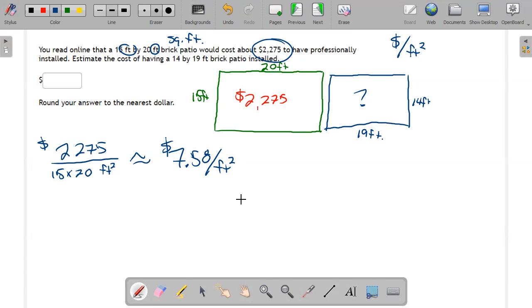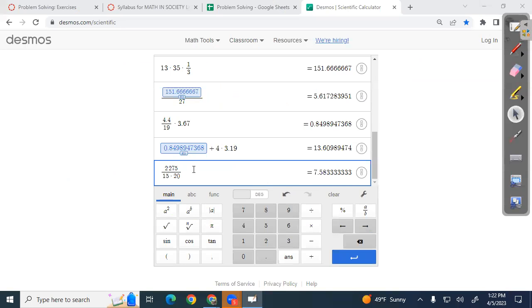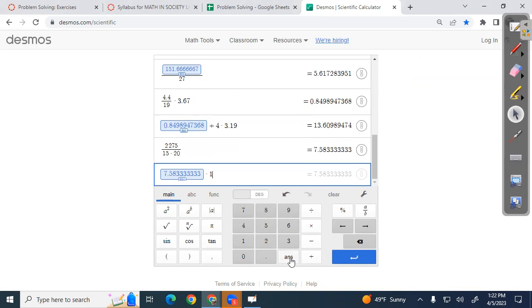Now, since I have the dollar per square foot unit price here, I can just multiply that by any number of square feet to get the new total cost. So in this case, to finish this problem off, I'm just going to take that $7.58 per foot squared and multiply it by the 14 by 19 foot squared. That'll get rid of the square feet and just leave me a dollar calculation. On my calculator, I'm going to use the fact that it didn't round yet. It's got a whole bunch of decimals. So on my next line, I'm just going to take the previous answer and multiply it by my 14 by 19. Then I don't have to worry about the rounding.